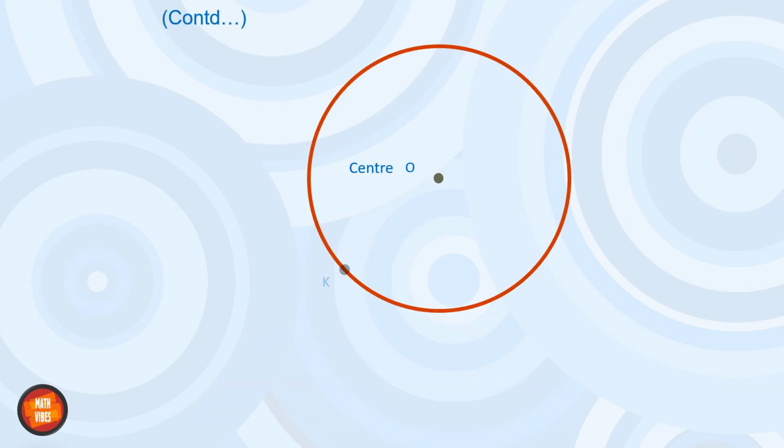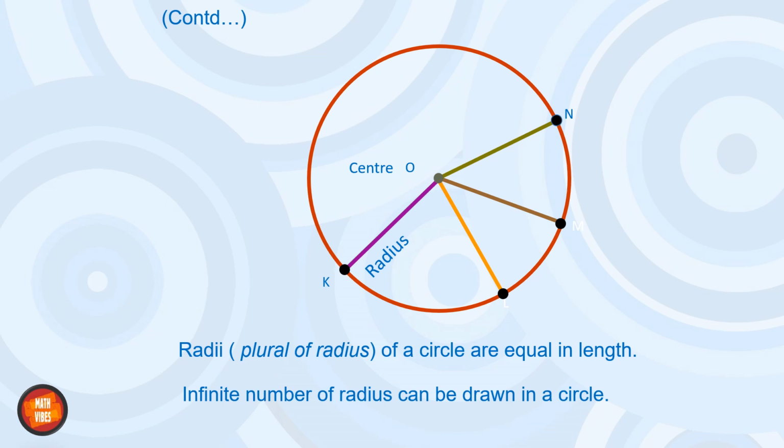Now you see there is one point and one radius over here, right? This is the radius. Okay, now next, these all are also radius. We can have infinite number of points on the boundary of the circle, so we can have infinite number of radius also. And the plural of radius is radii. Okay, and the radii of a circle are equal in length, and we can have infinite number of radii.